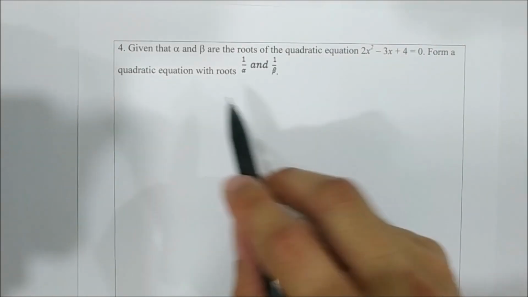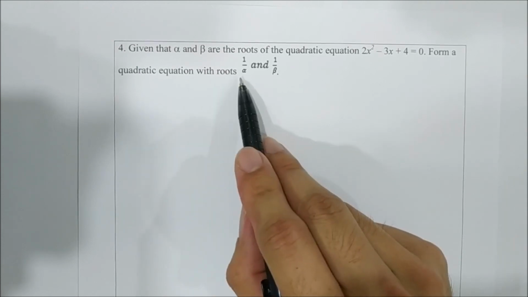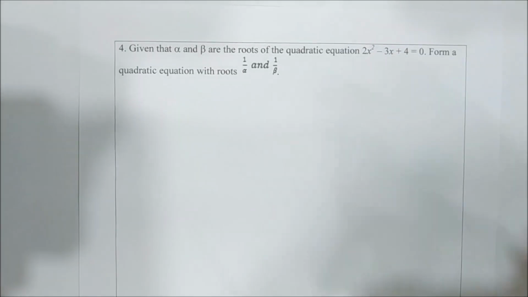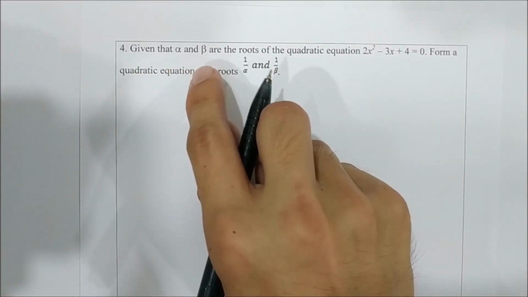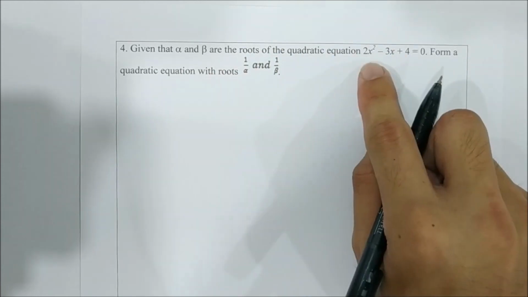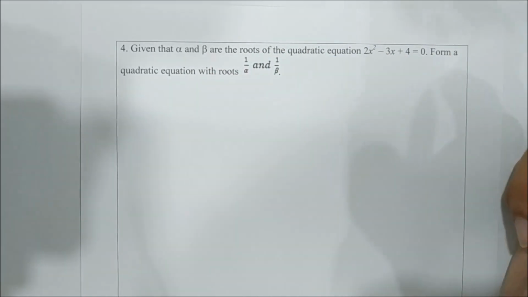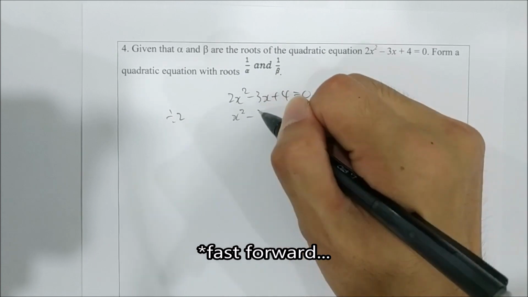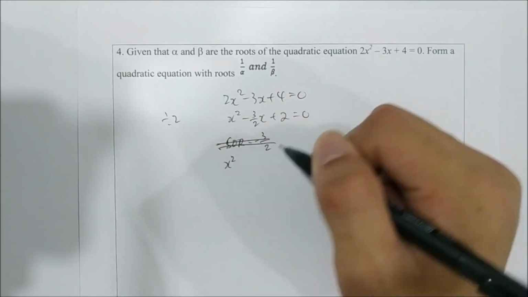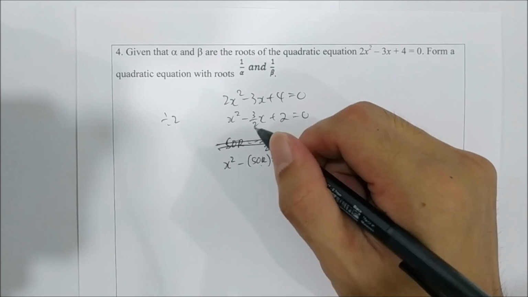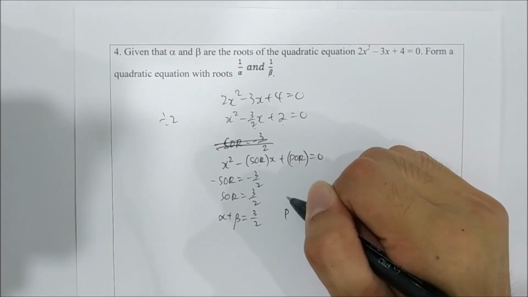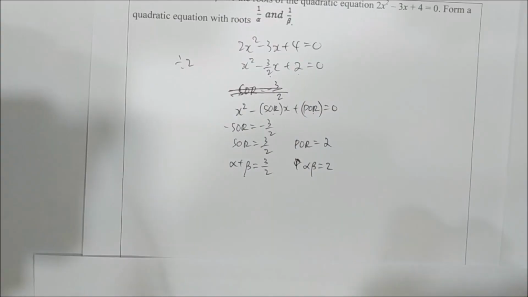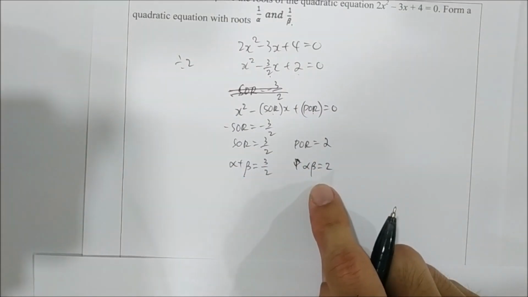Question 4. Given that alpha and beta are the roots of the quadratic equation, you need to now form a new quadratic equation with the roots of 1 over alpha and 1 over beta. So first thing we do, again, we try to find the sum of roots and the product of roots of the given quadratic equation.